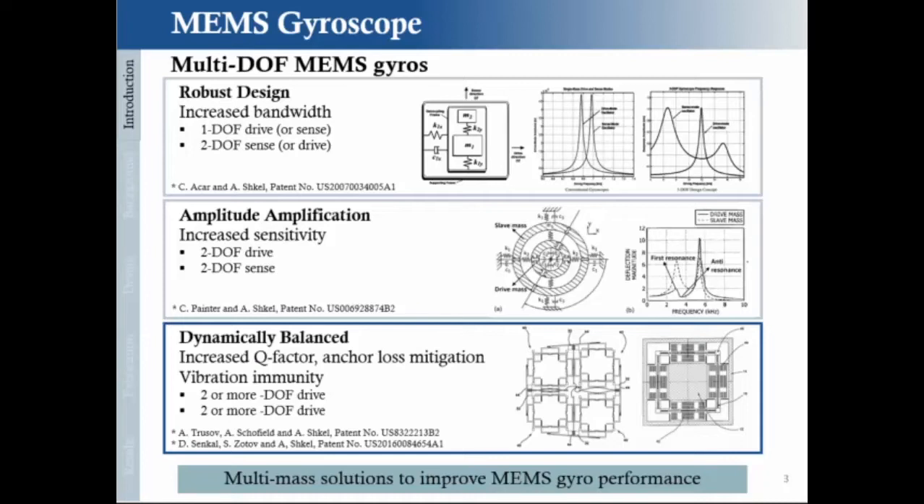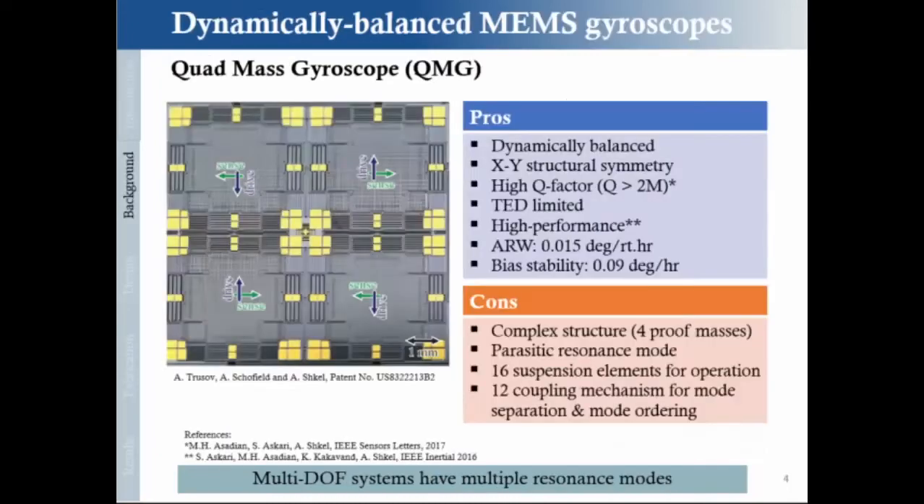The second reason you may want to increase the number of degrees of freedom in the system is to increase your signal to noise ratio. This is the amplitude amplification type idea that we're exploring under some current program. The third reason might be dynamic balance. The reason one wants to make a dynamically balanced structure, and I'll explain in a second what it means, is to reduce the energy loss from the device to the substrate. And so this is really the topic of this paper.